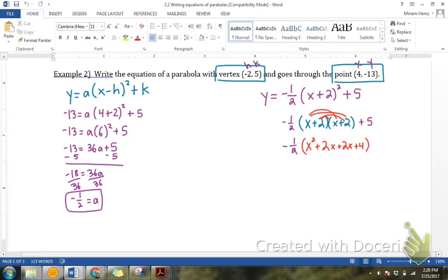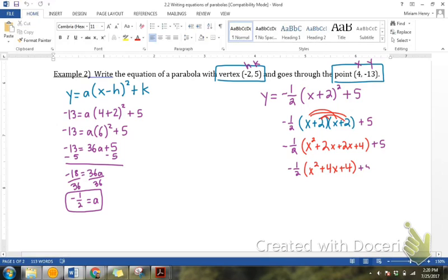How do I distribute? So I should have in parentheses x squared plus 4x plus 4. Is that what you guys are getting in your parentheses? Okay.